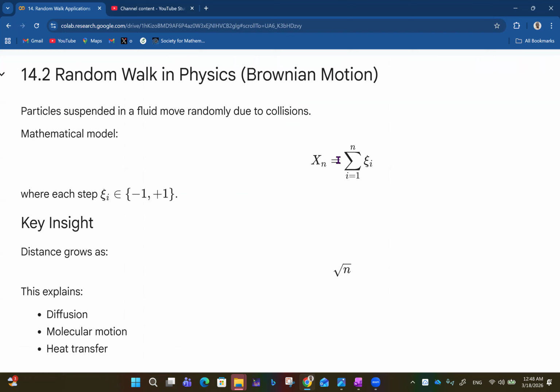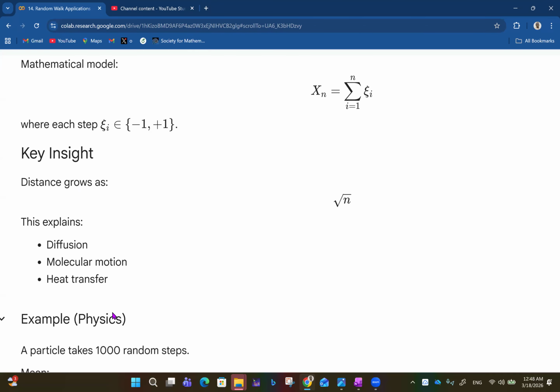So the mathematical model is that Xn is the summation from i equals 1 to n of psi i, where each step psi i belongs to either -1 or +1. It goes either right or left. The key insight here is that the distance, measured by the standard deviation, grows with the square root of n. This explains diffusion, molecular motion, and heat transfer. You see all of that in physics and in more specific areas like chemistry and even engineering.